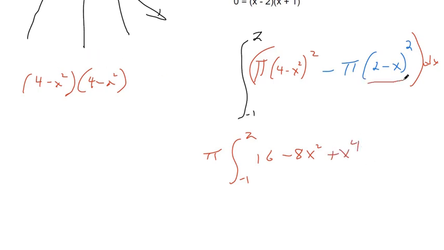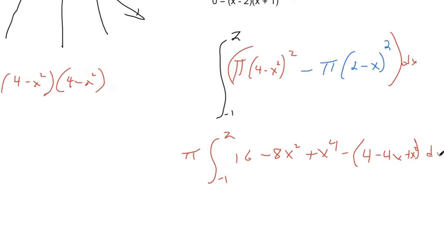And then over here, oh yeah, I'm subtracting everything from this parentheses, so watch out for that. After I square that parentheses, I'm going to get 4, so that's minus 2x minus 2x, that's minus 4x total, and then plus x squared. This is all dx.